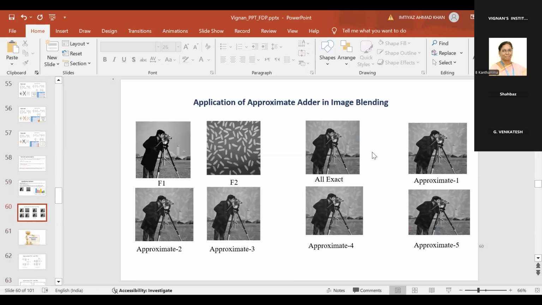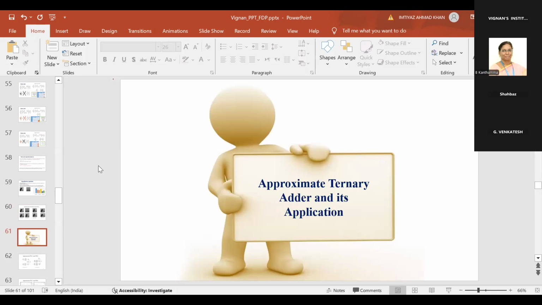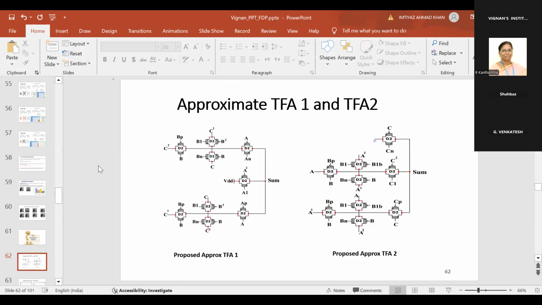This is the original image, and after mixing with different values of alpha, this is the approximate adder application. Similarly for ternary applications also, this is the ternary.